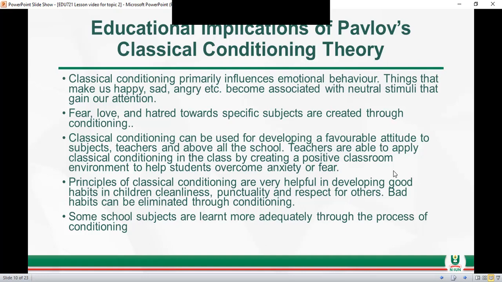Then, principles of classical conditioning are very helpful in developing good habits in children. Such habits as cleanliness, punctuality, and respect for others can be created through the process of classical conditioning. Bad habits can also be eliminated through conditioning. Again, some school subjects are learned more adequately through conditioning. For instance, reading, writing, spelling, and mathematics, especially the multiplication table, are learned more effectively through the process of classical conditioning.